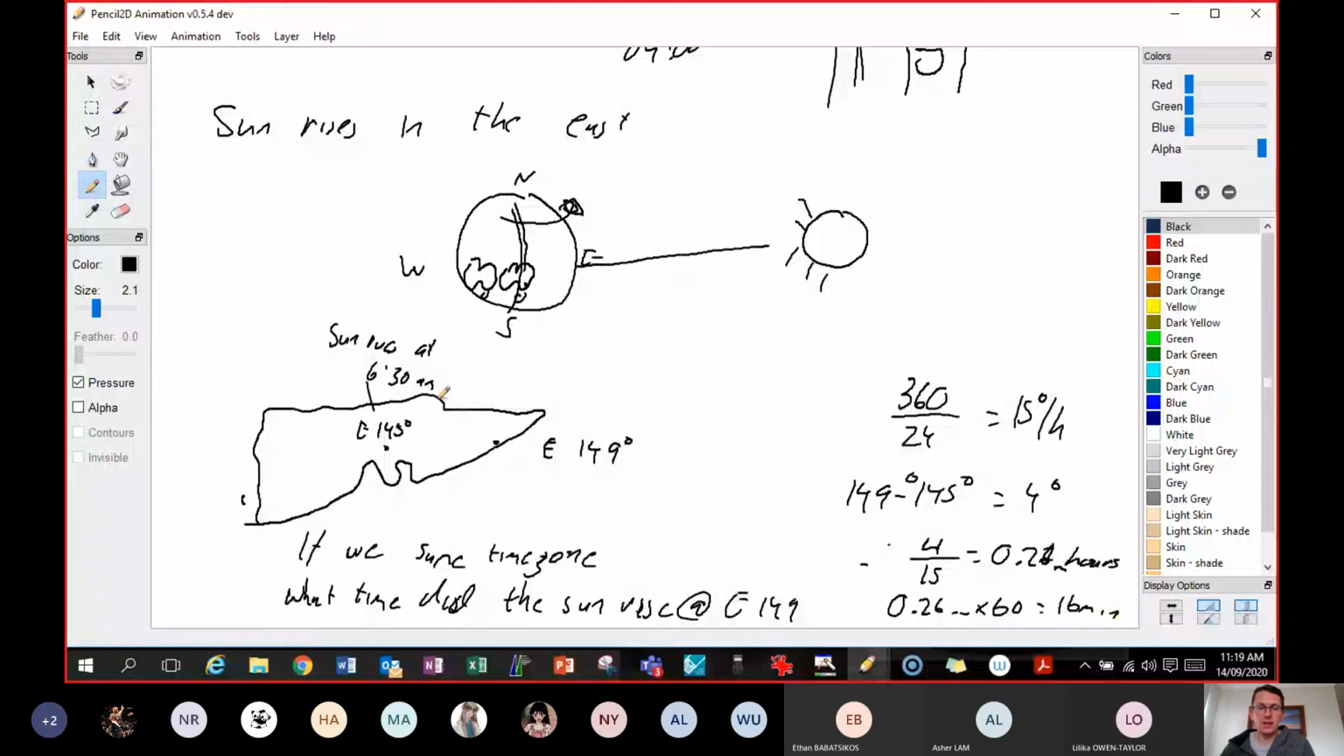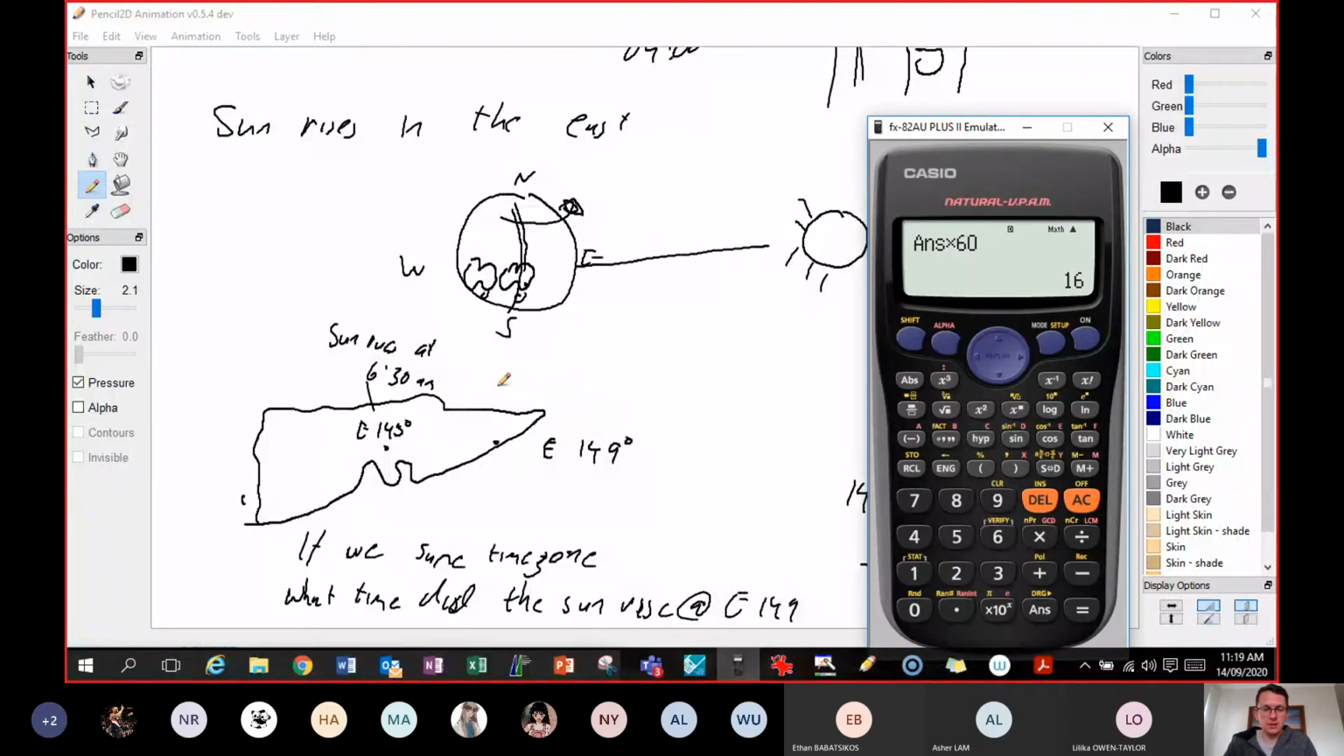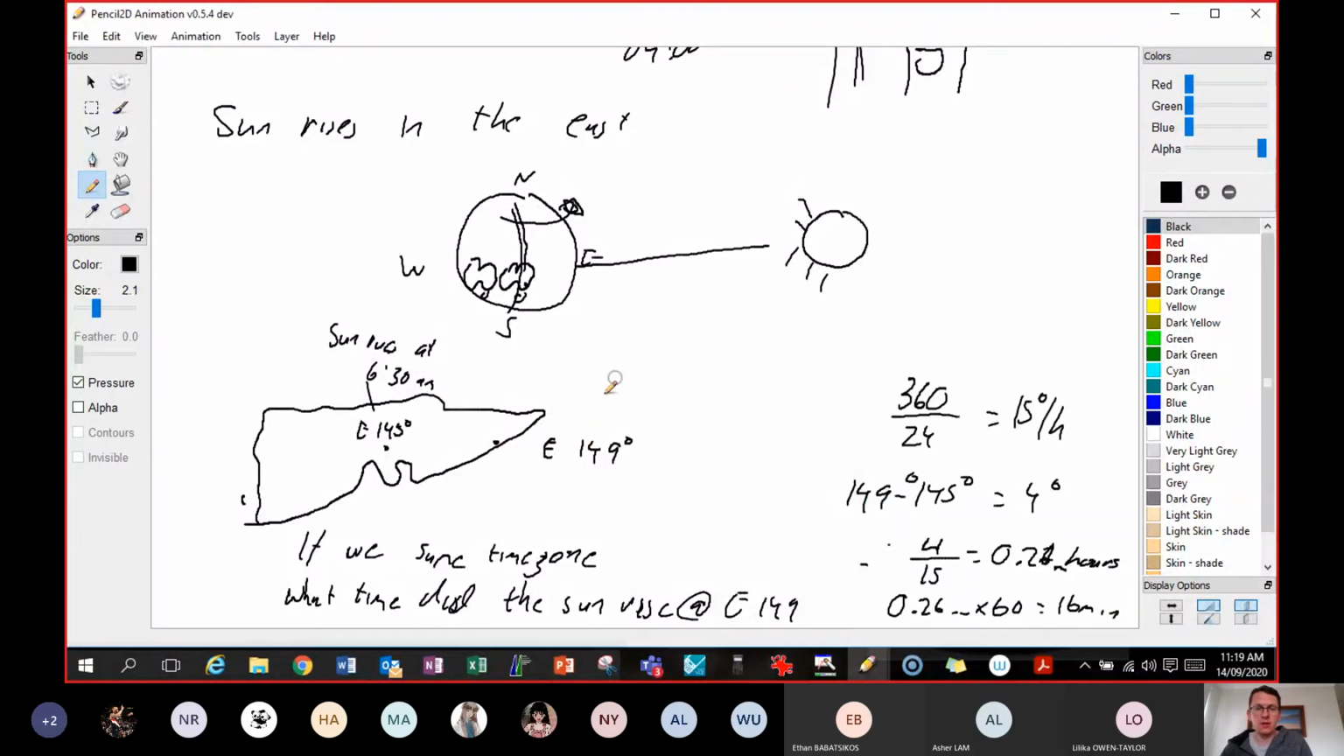So therefore, if the sun's going to get up early, it would have risen 16 minutes earlier than this. So 6:30 minus 16 minutes would be 6:14. So the sun rose here at 6:14 a.m. Now that kind of makes sense because it's going to slowly come around, rise over here first, and then the sun's going to come across as the Earth rotates. So this picture would actually be moving to the left, but the light sort of stays where it is.